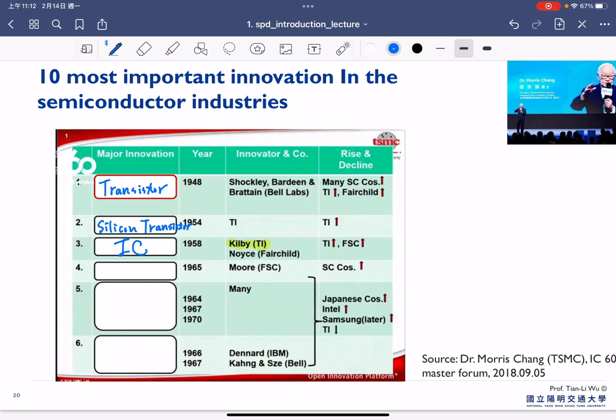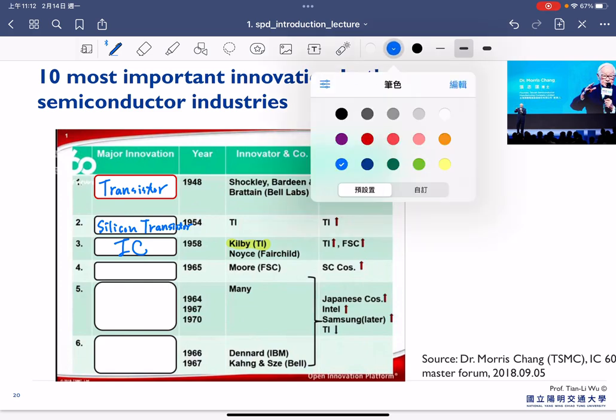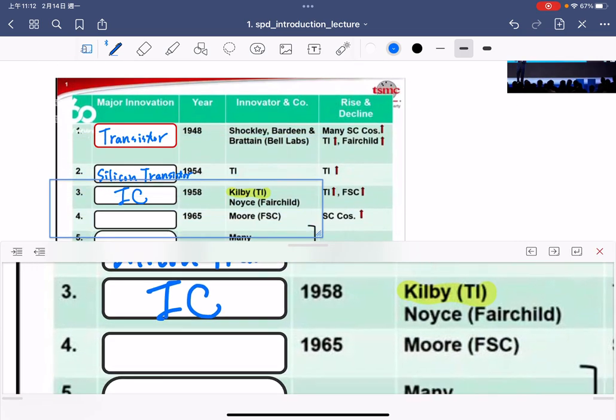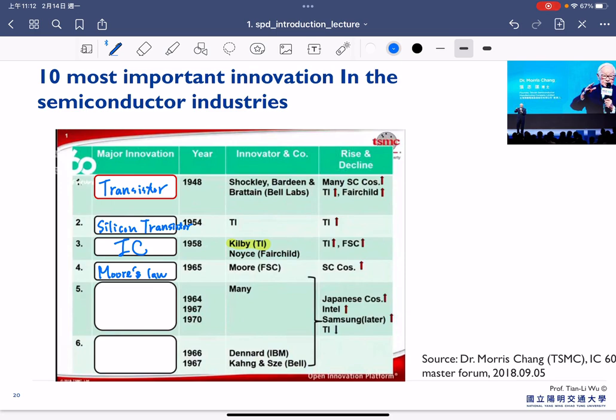As you have heard from the news, Moore's Law, when Gordon Moore proposed it, he was at a company called Fairchild Semiconductor. Later on, several big people from Fairchild left and co-founded Intel. So in the end, they started Intel later on. So that's the fourth innovation.